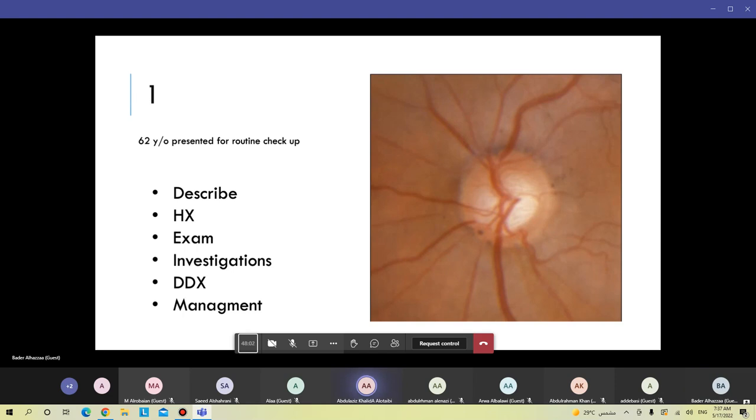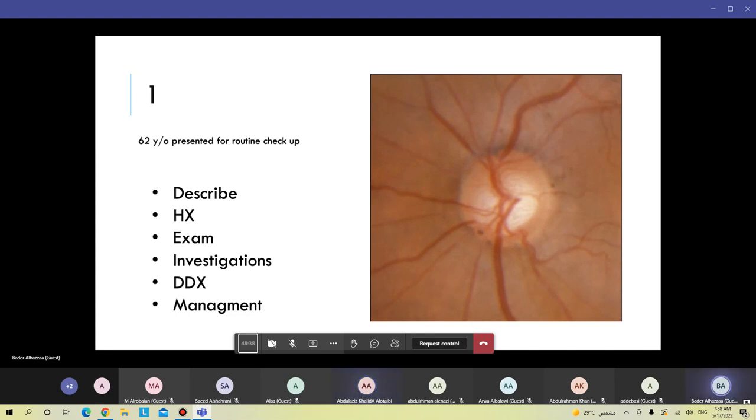High pressure, open angle, I will think of open angle glaucoma, either primary or secondary. Yes, it could be open angle glaucoma as it is, or it could be secondary too, for example pigment dispersion syndrome. It could be due to steroids, pseudoexfoliation, or it could also be primary. Gonioscopy would also give me a hint whether it is open or not by the indentation test.